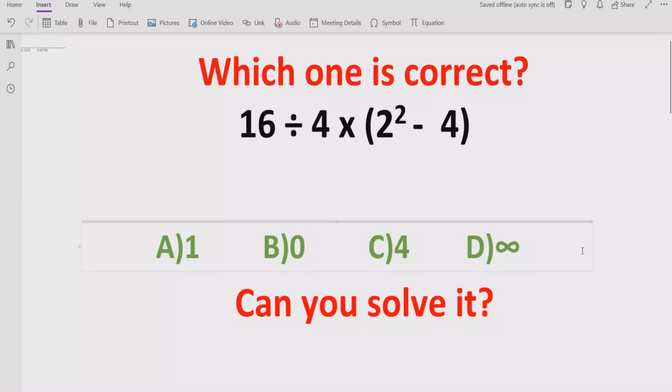Today we will learn another quiz which is related to arithmetic operations. It is a very simple quiz, but sometimes people solve it the wrong way and find the wrong answer. So we will solve this quiz and find out which answer is correct. Here we have four answers: A is 1, B is 0, C is 4 and D is infinity. We will see which answer is correct for this expression.